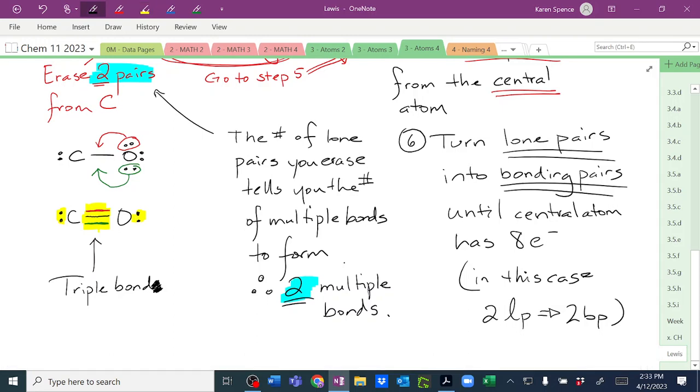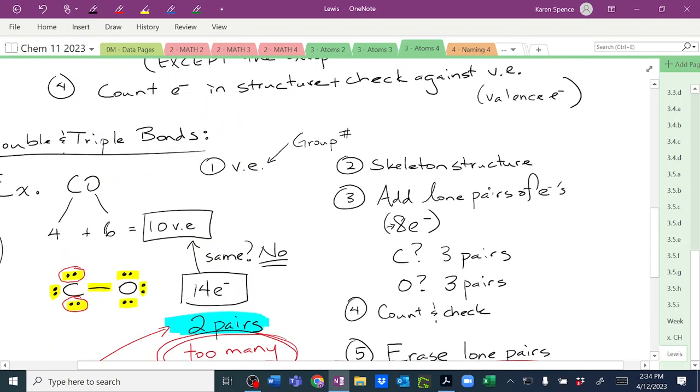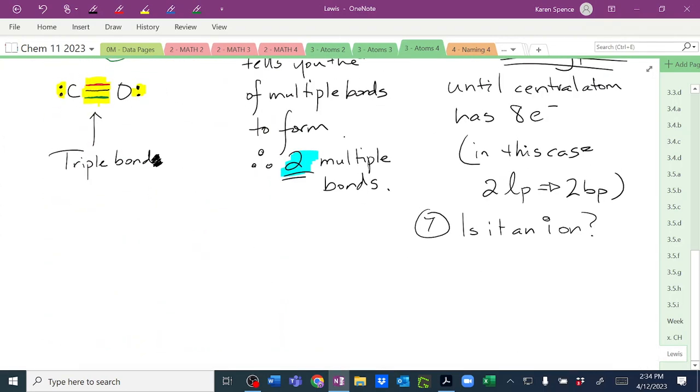Now all that's left is step number 7. Do you guys remember what step 7 was? Is it an ion? And if the answer is no, you're done. And the answer is no, it's just CO. There's no charge on it. It's not an ion. So we're done.